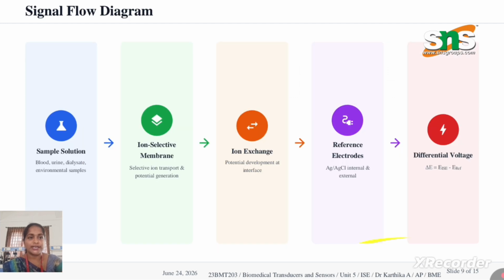And the Nernst equation and the response, and our signal flow, which involves the sample solution: blood, urine, dialysate or environmental samples. Here is the ion selective membrane, which selects ion transport and potential generation, then ion exchange and potential development at the interface, and reference electrodes Ag, AgCl, internal and external. Finally, the differential voltage delta E, which is equal to E_ISE minus E_reference, is measured in volts in the voltmeter.